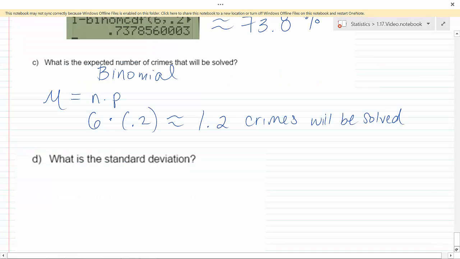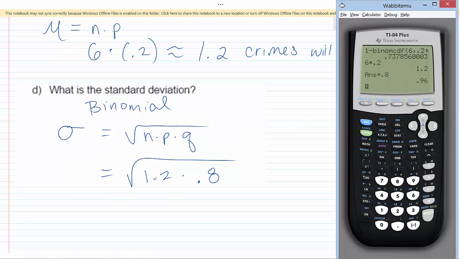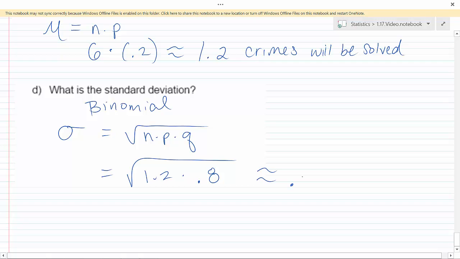In Part D, we want to know the standard deviation. And again, this is binomial, so we're going to use the binomial formula for standard deviation. Sigma is equal to the square root of n times p times q. We already know n times p is 1.2, and we have to multiply that by our q, which was 0.8. And then take the square root of that value. So we get about 0.98. So the standard deviation is a little bit less than 1 crime.